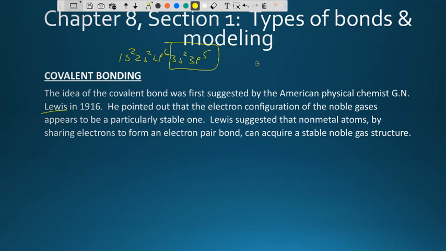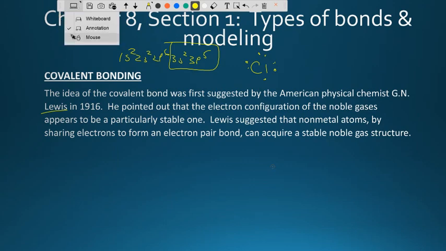I described it in class. If we're looking at chlorine, the dot diagram is simply the s's and p's of the highest energy level. Those are the ones involved. The other ones are shielded in there. So I see two s electrons, and then I have five, which is 1, 2, 3, 4, 5 dots, 5 electrons, and we saw that correlate with the orbital diagrams. So that's where Lewis came up with all of these things and suggested that non-metal atoms, by sharing the electrons back and forth to form that pair bond, can acquire a stable noble gas structure.